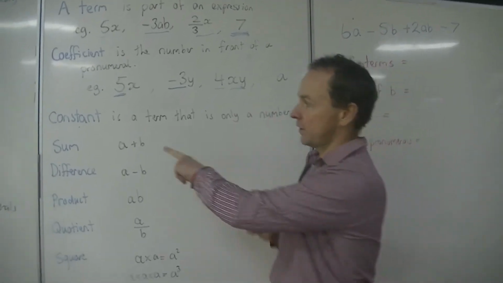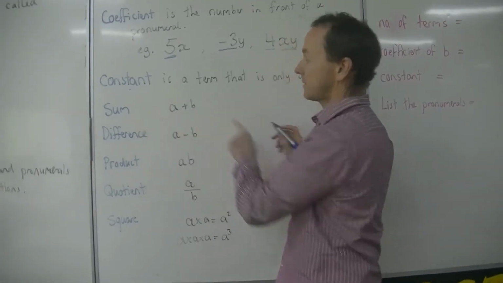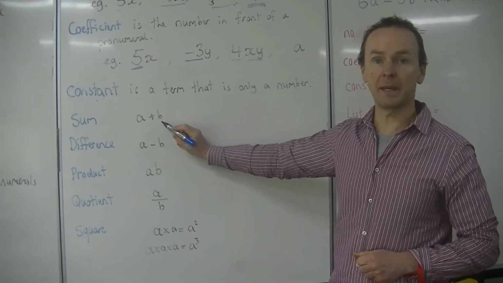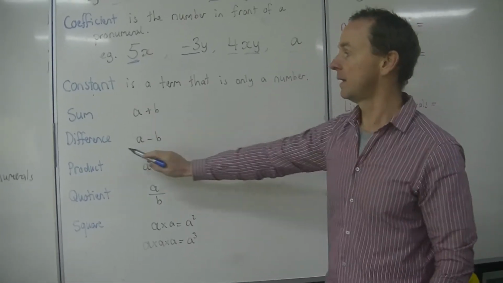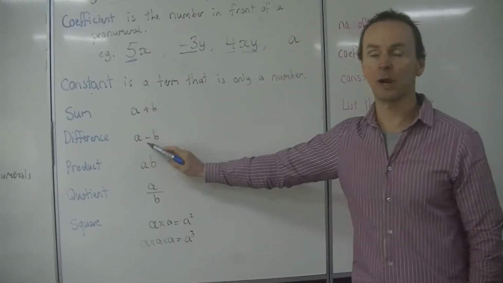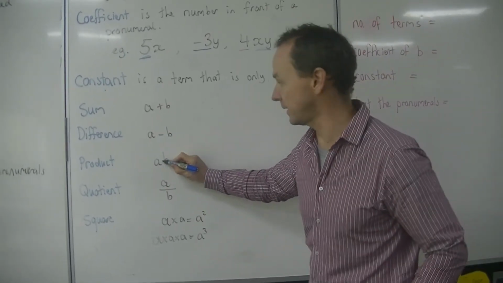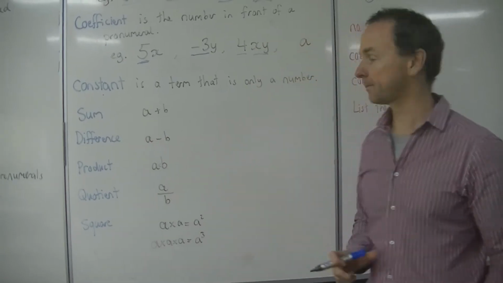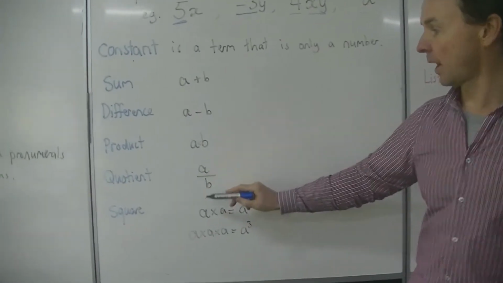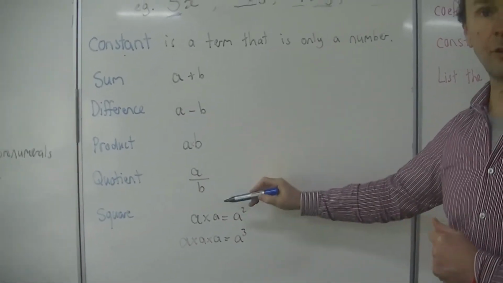Alright, a couple of little things you have to know. The word sum. Sum means plus, A plus B. That's the sum of A and B. Difference means minus or subtract. Product means times. Remember, you don't write the times in there. You just write it as AB. Quotient means divide. Be careful which way you have to divide.